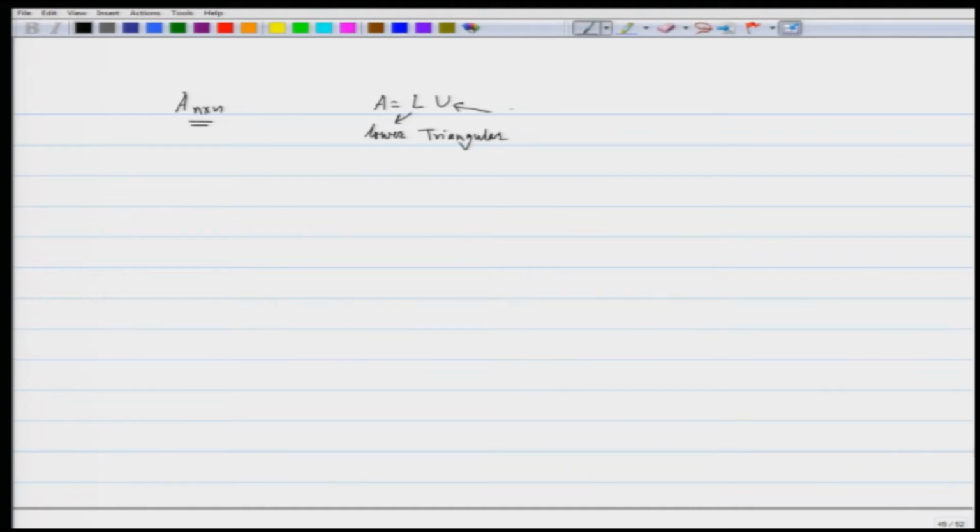and U was upper triangular. Fine, this is what the idea was. We wanted to write A as LU, L for lower triangular, U for upper triangular. Fine. And in the two examples that we saw, we could do it.